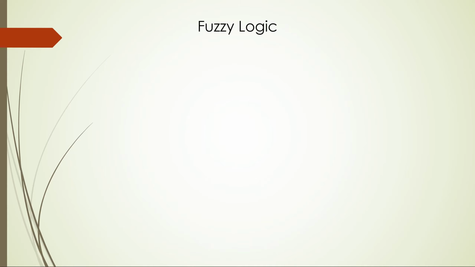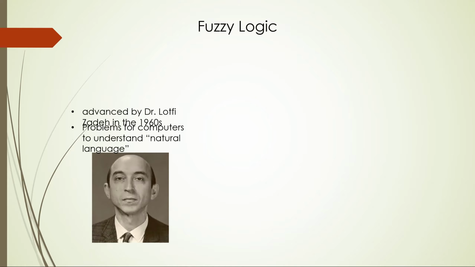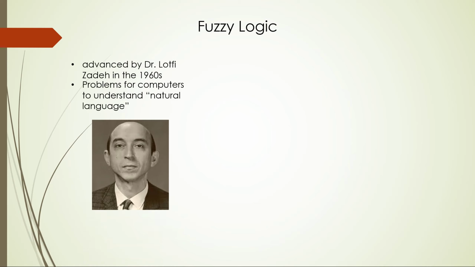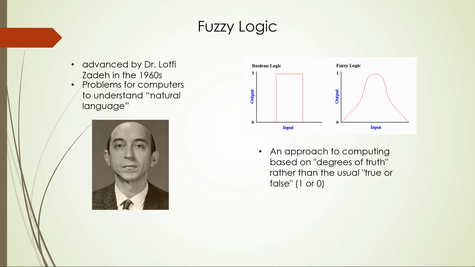Next, we use fuzzy logic. Fuzzy logic has been used for the past 60 years in mechanisms such as automatic braking system in cars, washing machines, and also rice cookers. It was first advanced by Dr. Lotfi Zadeh in the 1960s, working on the problems for computers to understand the natural language. Fuzzy logic is an approach to computing based on degrees of truth rather than your usual true or false, which is binary in 1 or 0, which is Boolean logic.